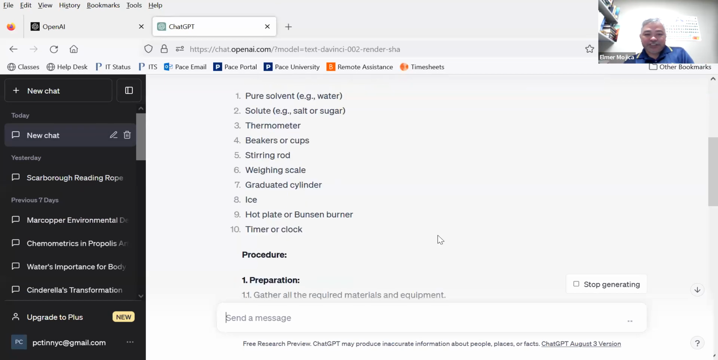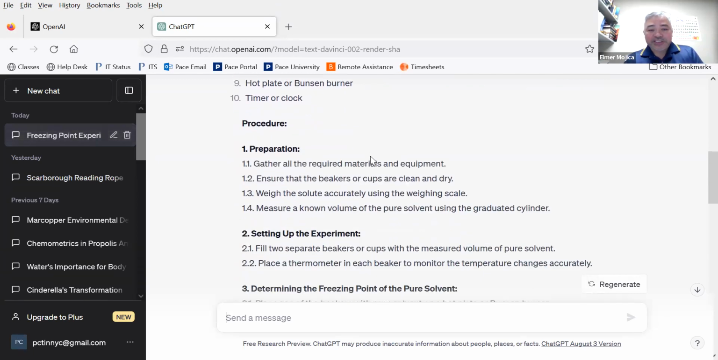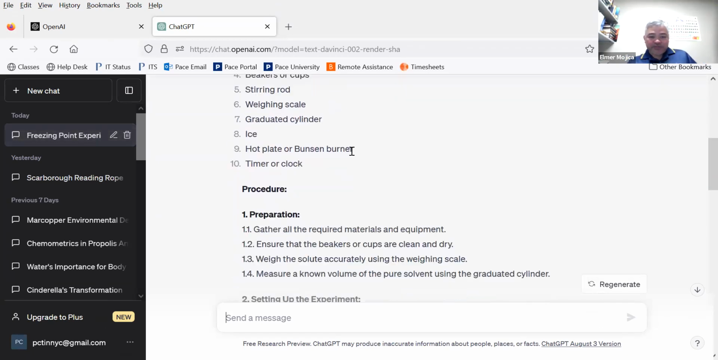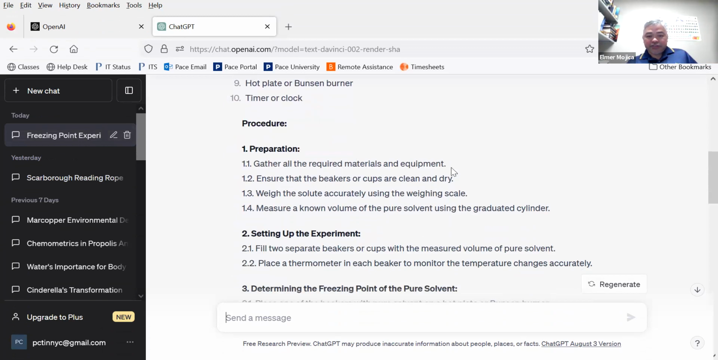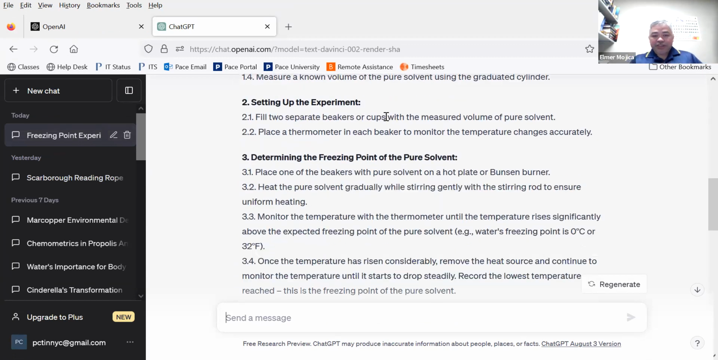Then it gives you the materials. Unless you specify what solution you're going to use, it just gives you an option of using either a salt or sugar solution. And then the step-by-step procedure: gather all materials and equipment, ensure the beakers or cups are clean. Since you didn't specify the materials, it just puts everything that is possible, then setting up the experiment and then determining.